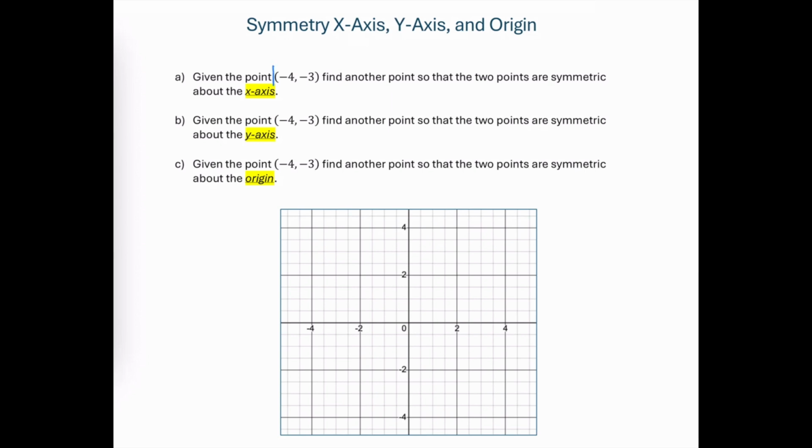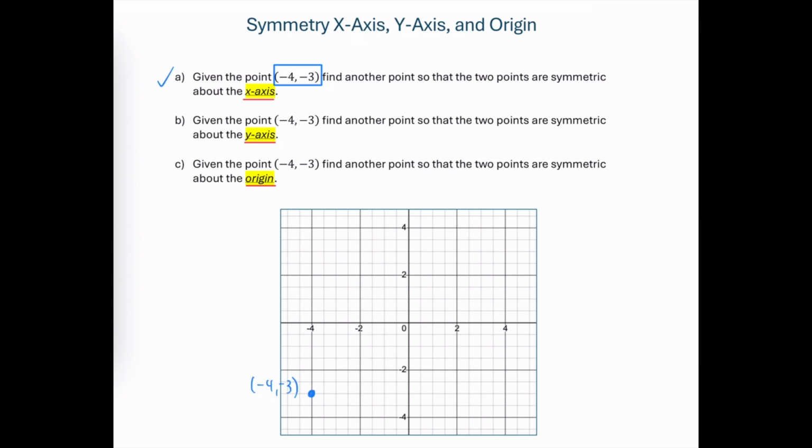Given the ordered pair (-4, -3), we're asked to find another point so that the 2 points are symmetric in part A about the x-axis, in part B about the y-axis, and in part C about the origin. So we'll begin by plotting the ordered pair (-4, -3), which is down here in the third quadrant.